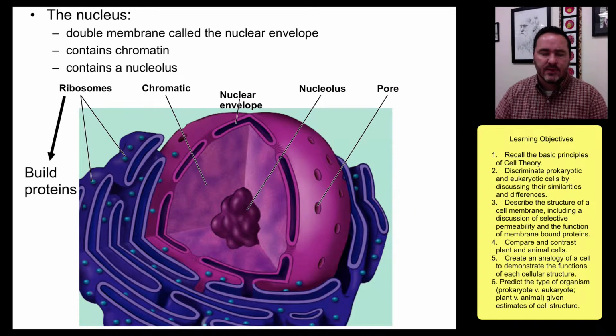If we look at the different parts within the cell, we first are going to start with the nucleus. The nucleus is where the DNA is held, and the nucleus has a double membrane that's called the nuclear envelope, and it has these pores within it, and we'll talk in a moment about why we have these pores. It's surrounded also by this rough endoplasmic reticulum. These little blue dots here are representing the ribosomes.